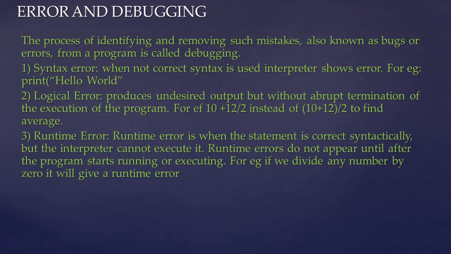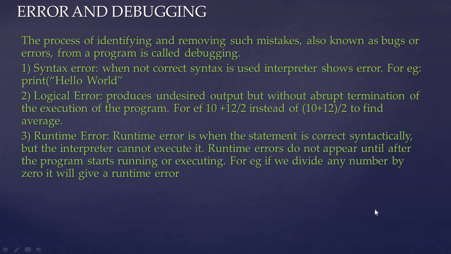Next is logical errors. It is when we get undesired output, but there is no termination of the execution of the program. For example, if we want the average of two numbers, let's say 10 and 12, and we are printing this, it will give us the output as 16, as we first need to take the sum of both of these and then divide it by 2 to get the average. Hence, we have to use parentheses. So this is an example of a logical error.